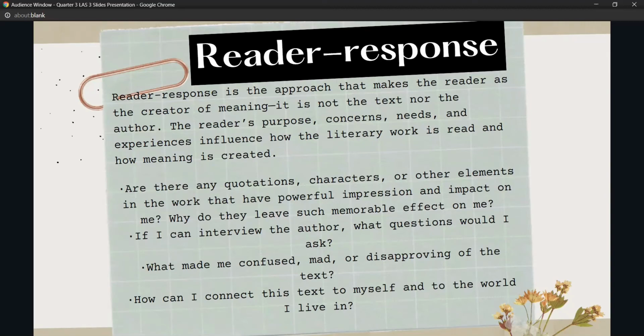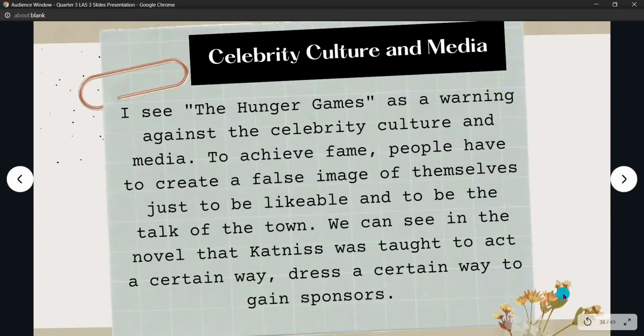Let's pick one good question. I'm going to pick the fourth question, which is this: How can I connect this text to myself and to the world I live in? I see The Hunger Games as a warning against celebrity culture and media. To achieve fame, people have to create a false image of themselves, just to be likable and to be the talk of the town. We can see in the novel that Katniss was taught to act a certain way and dress a certain way to gain sponsors.